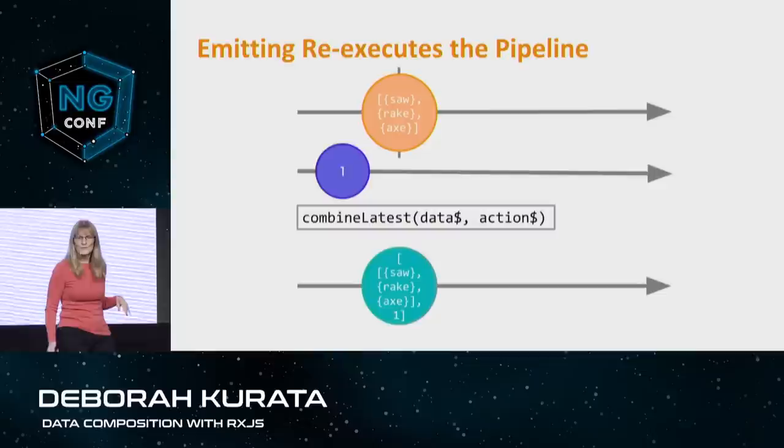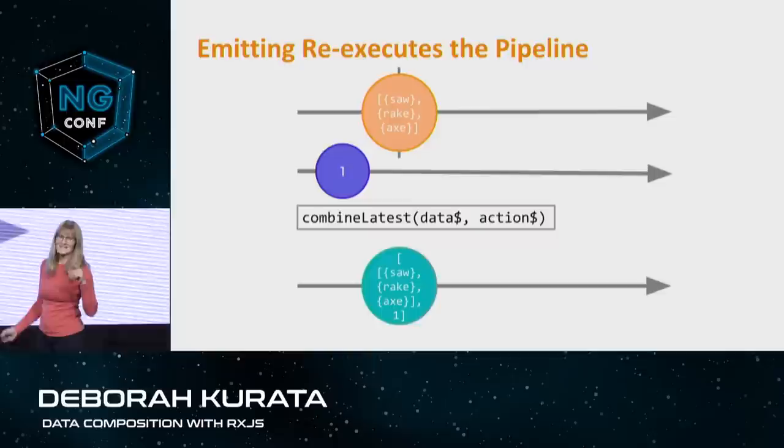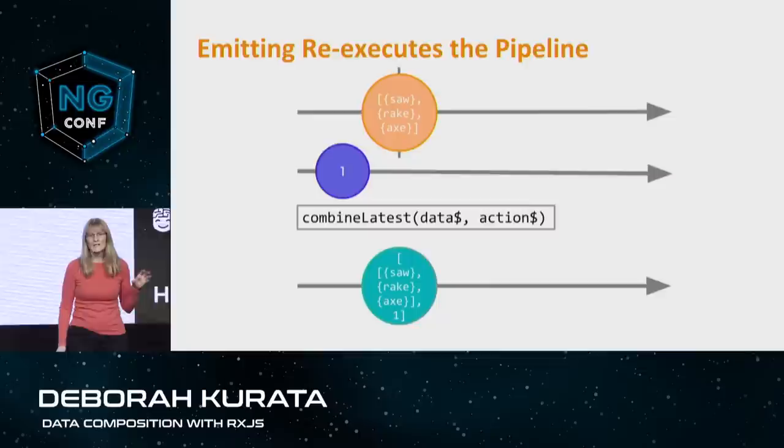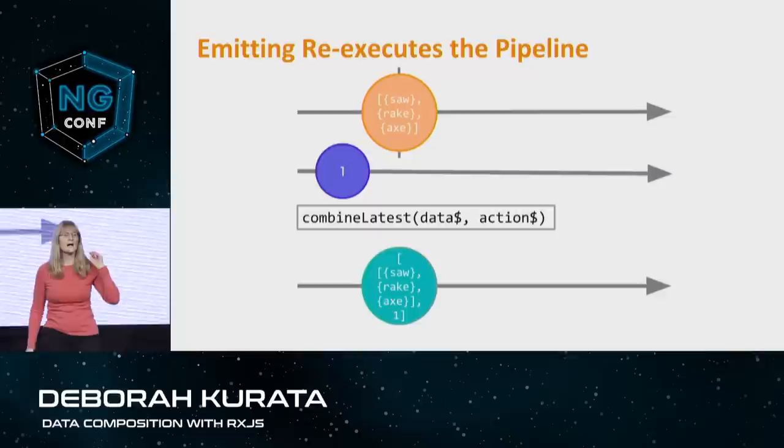So I have it kind of in a marble diagram-ish way. My first line there is representing our first stream, which is our array of products. The second stream is representing the actions. So my first action, the user clicked on the product with an ID of 1.